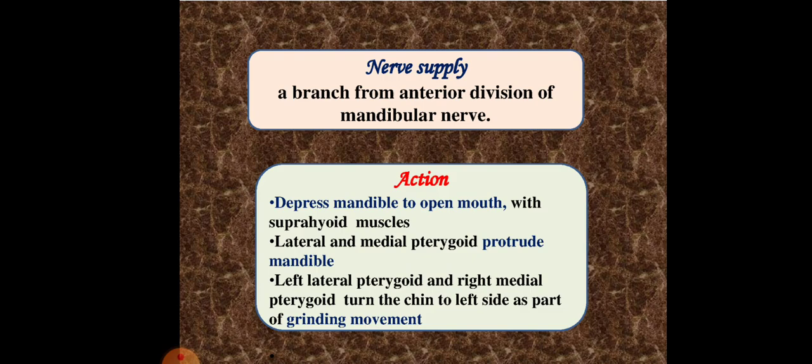The action of this muscle is depression of the mandible, that is at the time of opening of the mouth. And lateral and medial pterygoid, when these two muscles act at the same time, they will protrude the mandible. Protrude means bringing forward the mandible. And the left lateral pterygoid and the right medial pterygoid, when they contract simultaneously, they turn the chin to the left side as a part of grinding movement. So when they act both, they will act as grinding movement also.